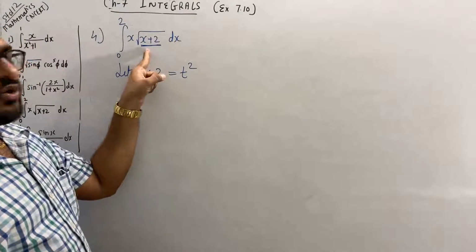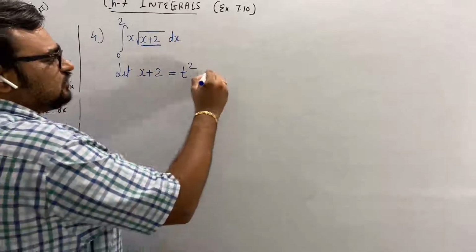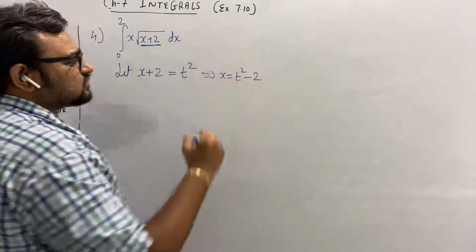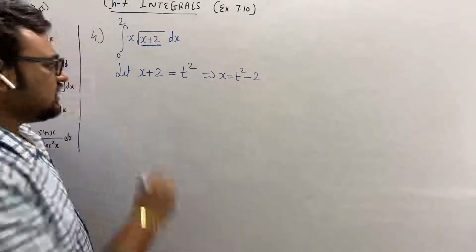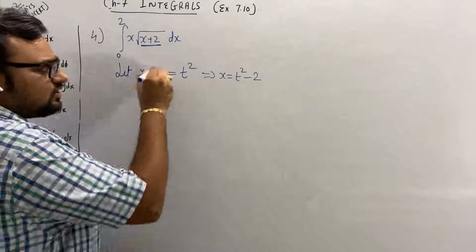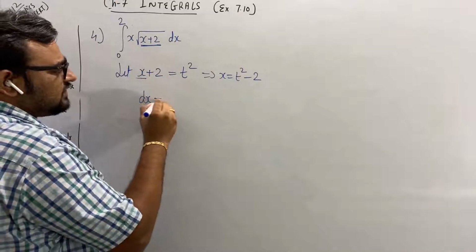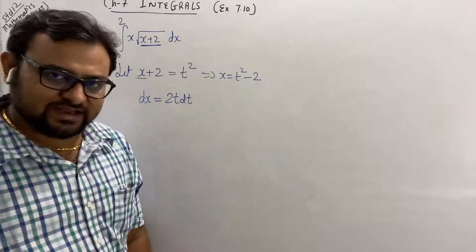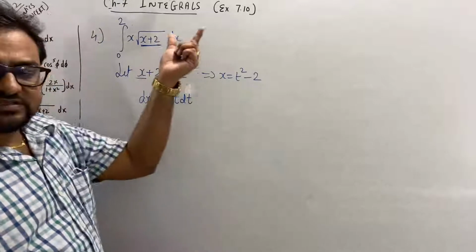So this will be square root of t square, t. Okay, so what does this imply? What is x? t square minus 2. Now differentiating with respect to x, the derivative of x is 1, so it will be dx equal to 2t dt. Clear? We got the dx.